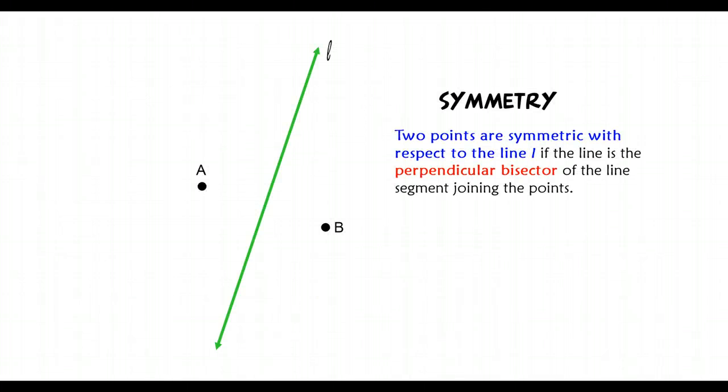Two points, A and B, are said to be symmetric to one another with respect to line L if line L is the perpendicular bisector of the line segment joining the points. So, what that means basically is if we were to construct a segment connecting A and B, and line L happens to be the perpendicular bisector of AB, then A and B are symmetric with respect to line L.